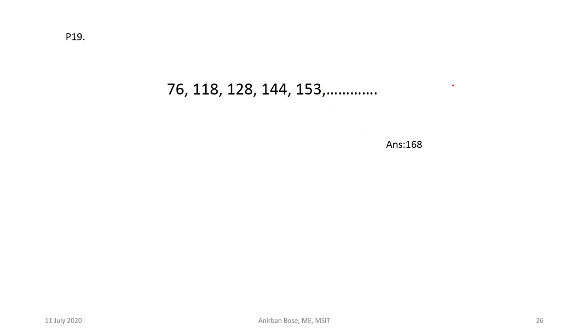Now next see problem number 19. So here you see what is the difference. 76 to 118 it is plus 42, then 40, 189 under 10, then it is 128, 144 is 16, then 144 and 53 is 9. So what relationship can you see?